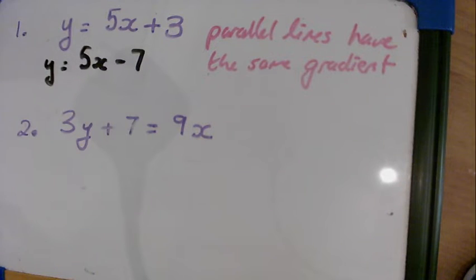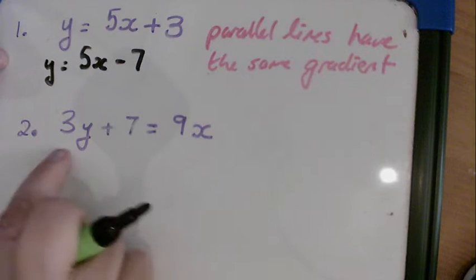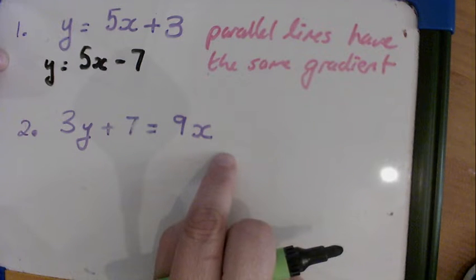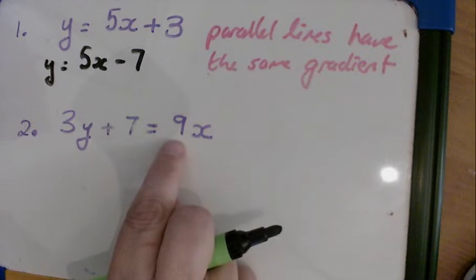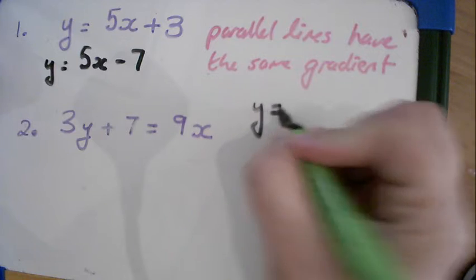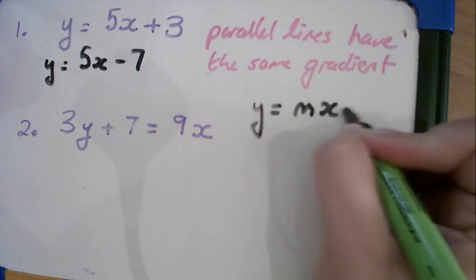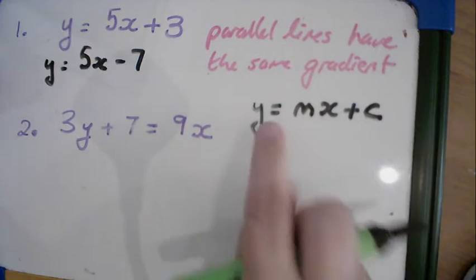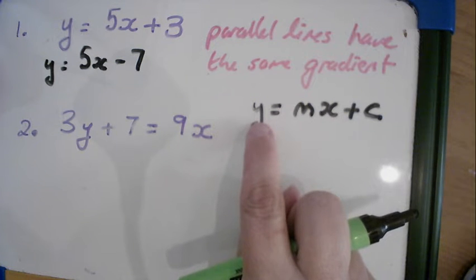Now, it's not always as straightforward as that, because if you look at this second one here, we can't immediately say what the gradient is. The temptation is, well, it's the number in front of x, isn't it? So it must be 9. Remember, it's got to be written in the form y equals mx plus c first. We need to make y the subject of the formula.